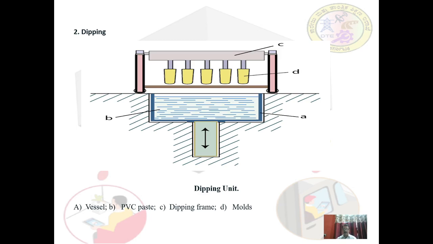During the dipping process, degassed PVC paste is placed in the vessel. The dipping frame can be raised or lowered. Sometimes the dipping frame is moved while the vessel is stationary. The immersion and removal stages are carried out slowly to allow the material to flow homogeneously from the mold and to prevent the introduction of air into the paste.